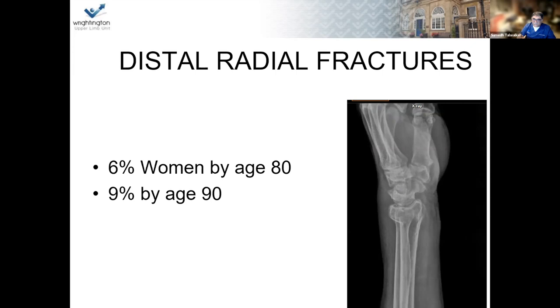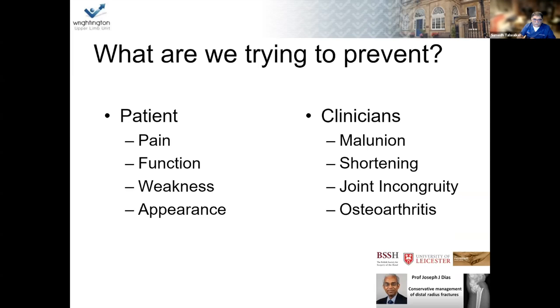So what are we really trying to prevent in these injuries? It depends on your perspective. As a patient, you want less pain, more function, and a reasonably good looking hand. While as a consultant or as a clinician, what we want to do is to avoid poor outcomes, poor results with the inevitable issues surrounding litigation. Now, despite the frequency with which distal radial fractures occur, many basic questions remain unanswered.